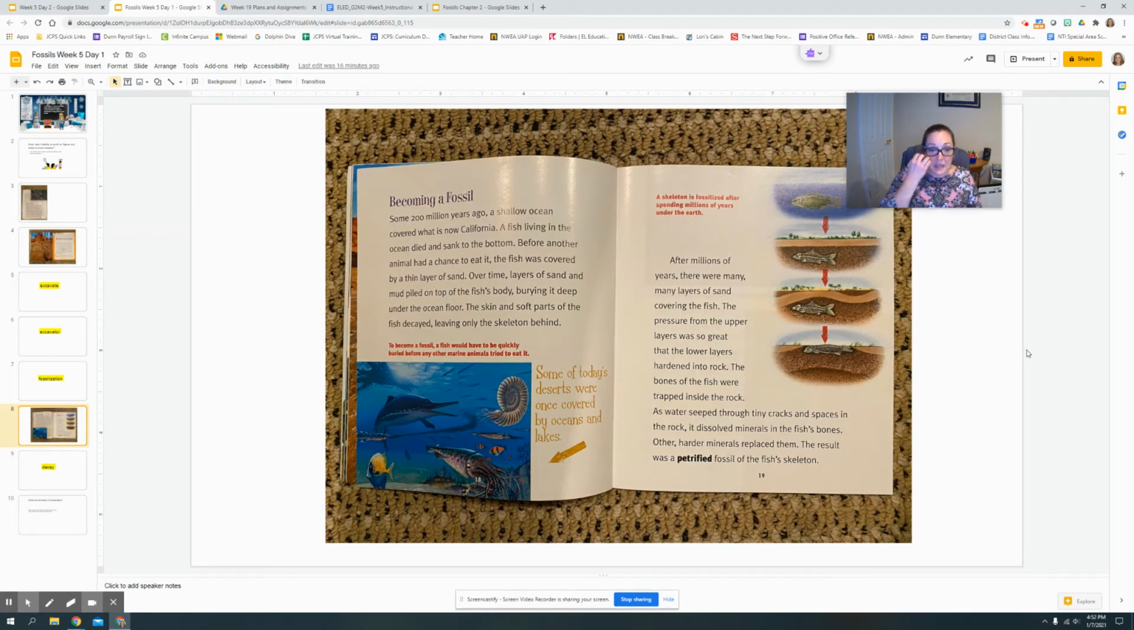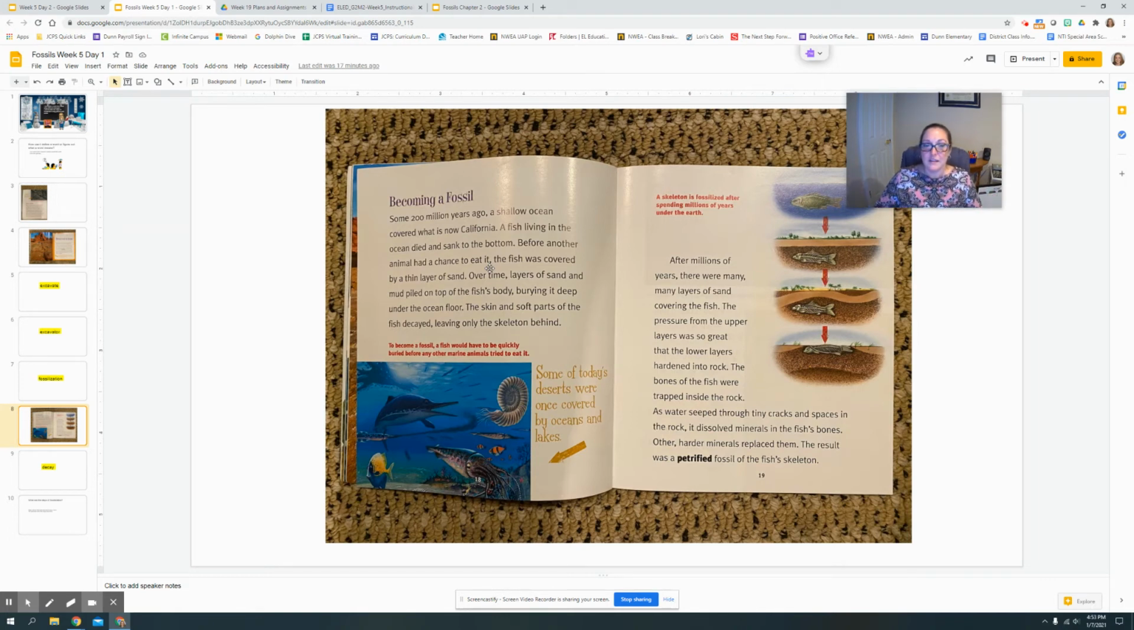Okay, so let's back up because I want to talk about what it said. How does a fossil become a fossil? It said first, a fish living in the ocean died and sank to the bottom. And before another animal had a chance to eat it, the fish was covered by a thin layer of sand. Now, did all that happen quickly or slowly? That happened quickly, because if it didn't happen quickly, one of those big fish would have eaten it, right? Okay, so quickly, the fish fell to the bottom of the ocean and a thin layer of sand covered it up. That's the first step of fossilization.